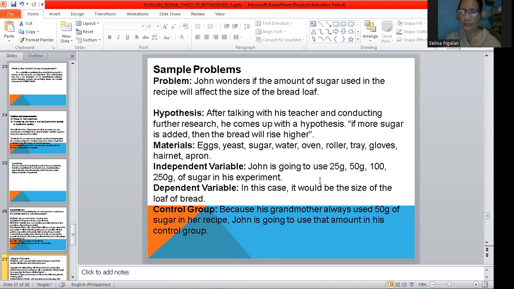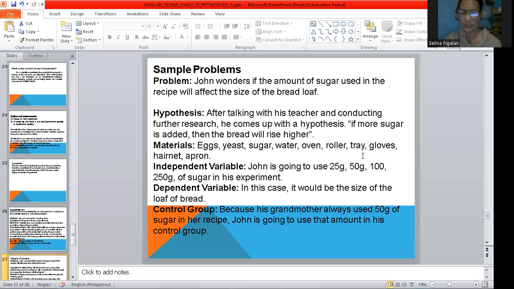Nakadepende ang pag-alsa or paglaki ng bread sa content or amount of sugar na gagamitin. Dependent variable, in this case, it would be the size of the loaf of bread. So, depende kung yung size daw yon ng loaf. Kasi ang main is about, ang experimentuhan kasi is the bread. So, ang dependent is kung ano yung experimentuhan, ang independent variable, ano yung gagamitin para to prove kung talagang ang problema is something.